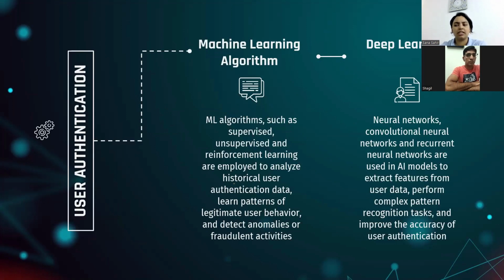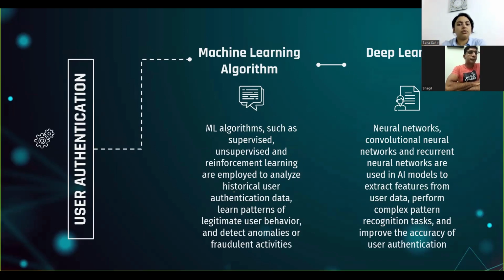So let's talk about user authentication now. User authentication can be dealt with machine learning algorithms. These algorithms can be supervised, unsupervised, or reinforcement learning models, and are used to analyze authentic user authentication data and form a pattern on this data, and based on that pattern detect anomalies and fraudulent activities. This pattern can be based on maybe the user's IP addresses, their location, or the login times and dates.